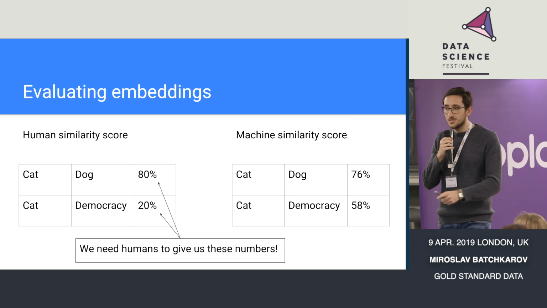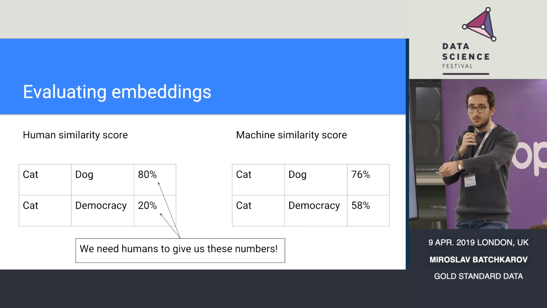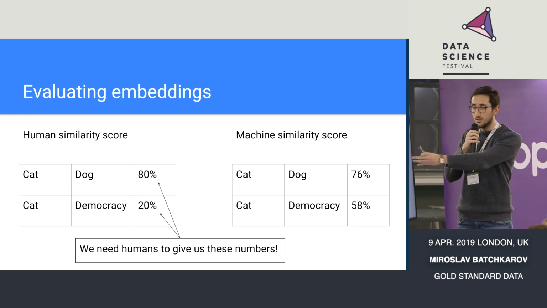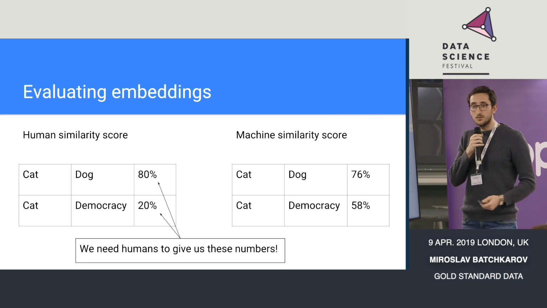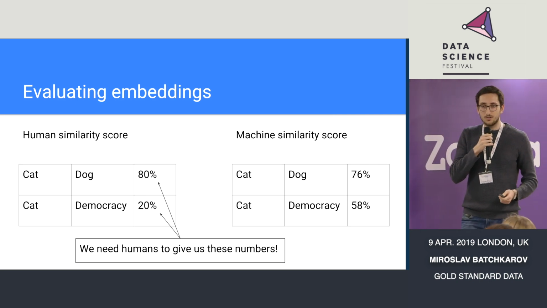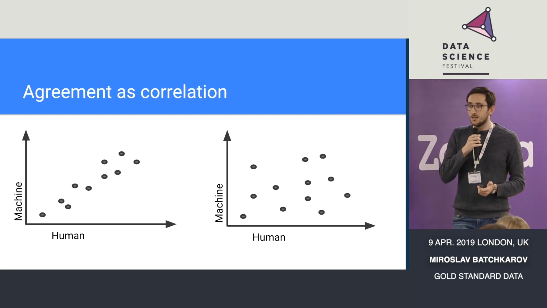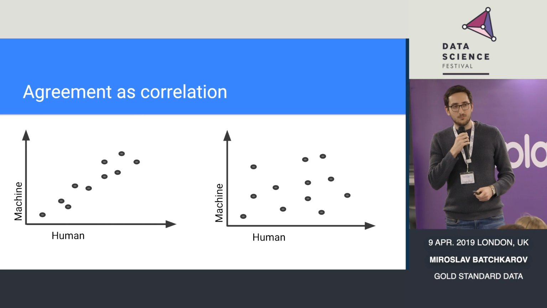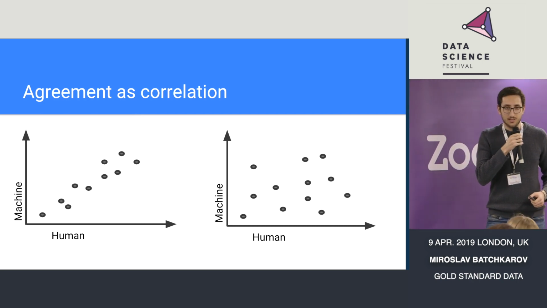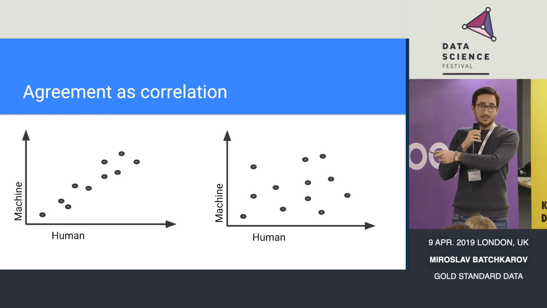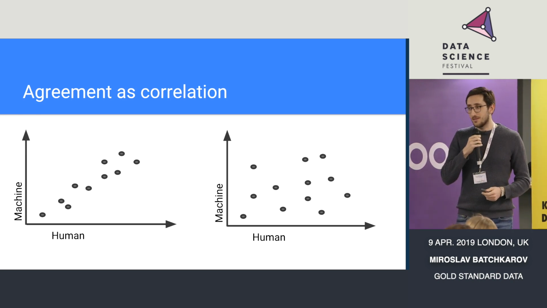And the key thing here is these numbers on the left are provided to us by humans, the ones on the right by the machine. And then we can tell whether the machine is doing well by comparing it to what the humans have told us. So if you have the scores assigned by the machine and the scores assigned by the human, and you see good correlation between them on a scatter plot like that on the left-hand side, then you've built a model that's good and decent. And on the right-hand side, we've got a crappy model that's not worth anything.